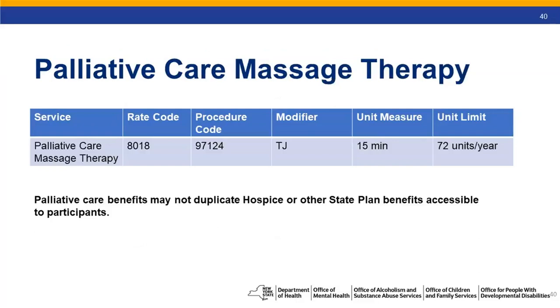Again, the rate code associated with massage therapy in palliative care is 8018, and the procedure code is 97124, with its particular modifier of TJ, and as mentioned, the unit measure is 15 minutes and a limit of 72 units per year. And again, important to note this is an annual limit. And as with other palliative care, it cannot be duplicated with hospice or other state benefits accessible to participants.